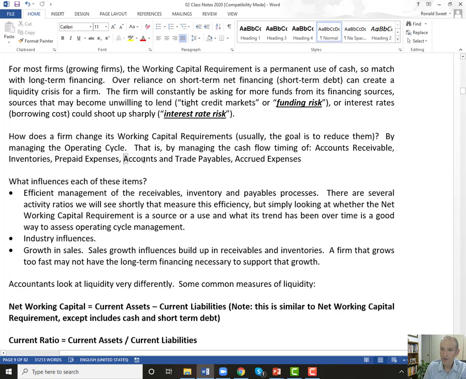Accounts and trade payables. Hey, if you can figure out a way to pay your vendors later, so you keep the cash longer without harming those relationships, and they don't complain, they don't get mad, if you can do that, that's fine. I doubt you're going to try to find ways to pay your employees later, but that's certainly possible. Unearned revenue, if you can get your customers to pay you early, that's a wonderful thing.